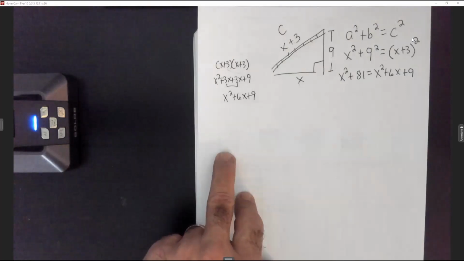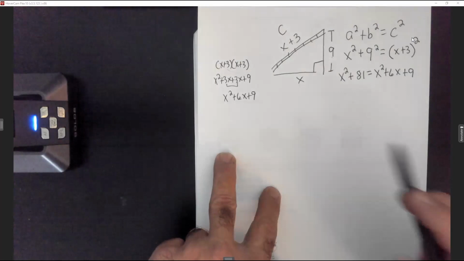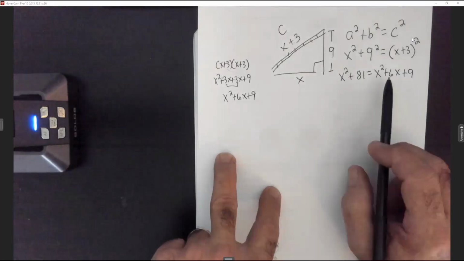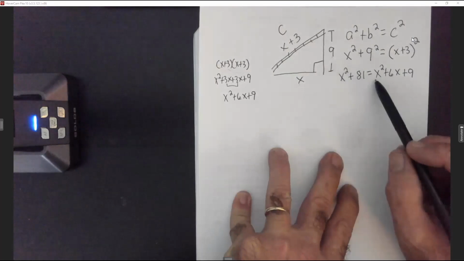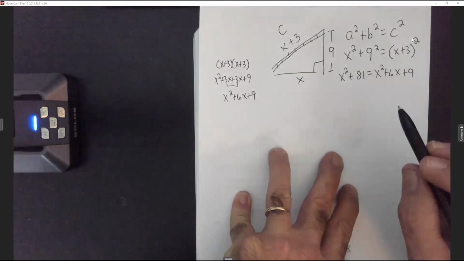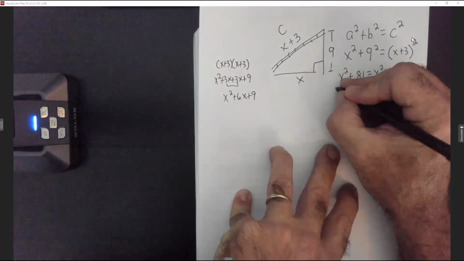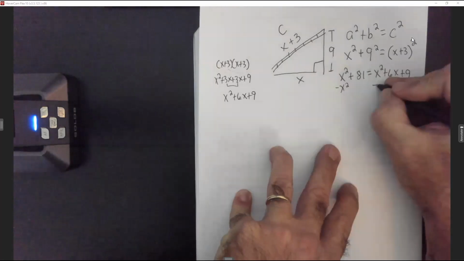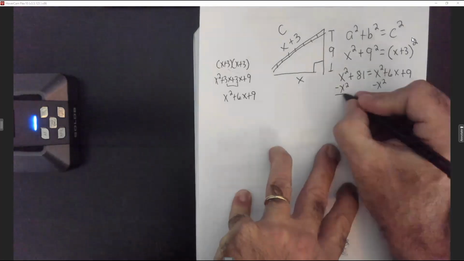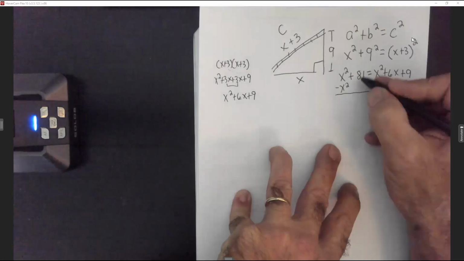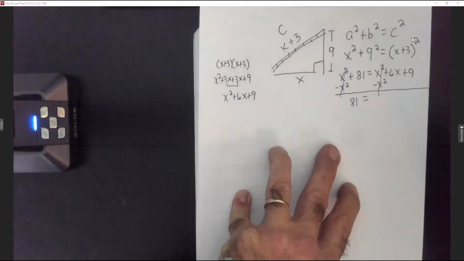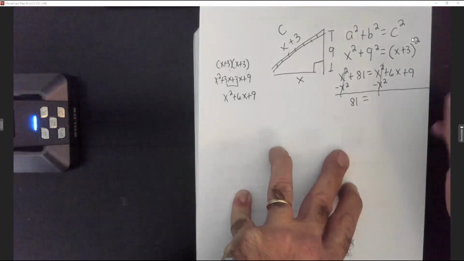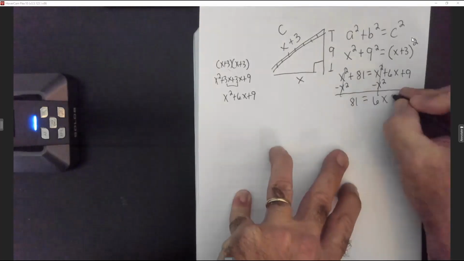So now we need to solve this. Your first move should be to move the x squareds and get them on one side because it's quadratic. So I'm going to subtract the x squared from that side and move it over here. But if you notice, the x squareds cancel on both sides. So all that's left is a 6x plus 9.